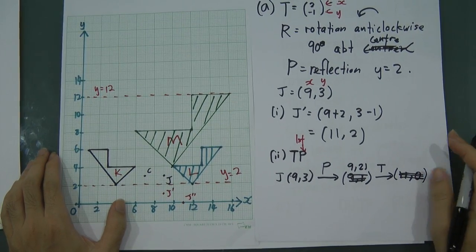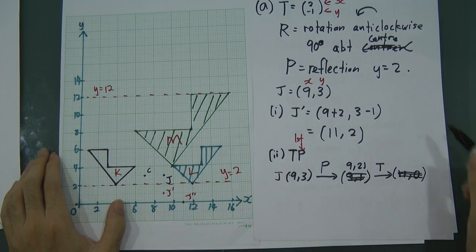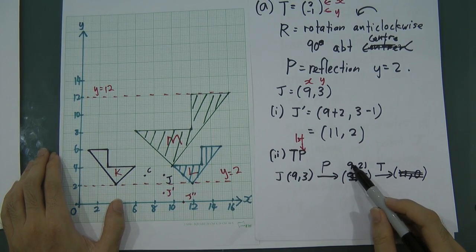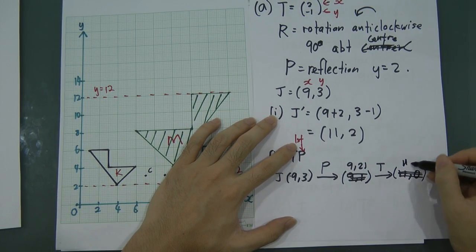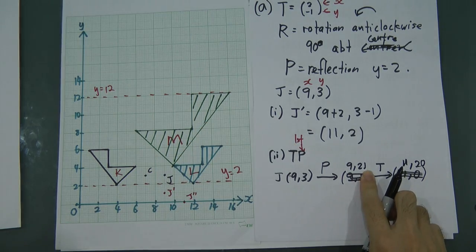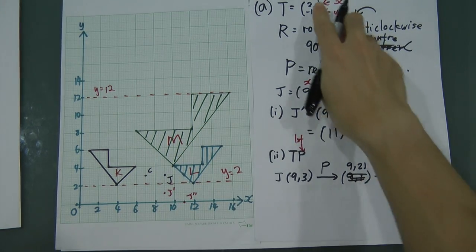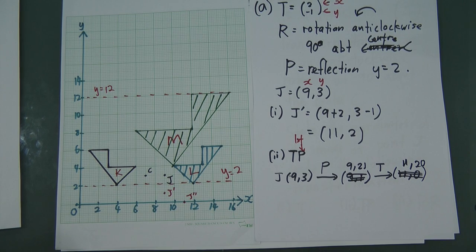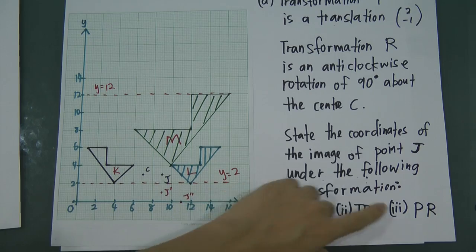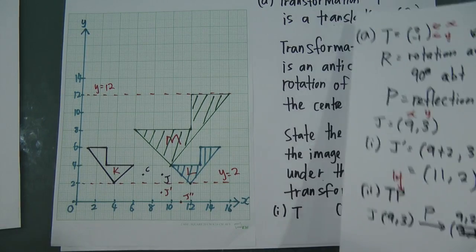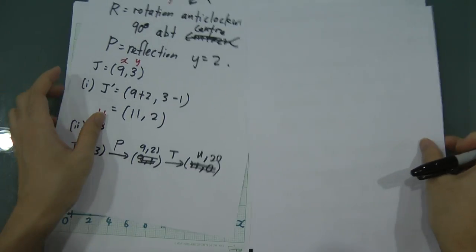Translation is very obvious. Translation is (2, -1), meaning we plus 2 for x. Plus 2 from 9, I will get 11. And then minus 1 for y. Plus 2 for x, minus 1 for y. This means (2, -1). So I will get (11, 20). This is the answer for the second one. And of course, the last one is what they asked for, P and R. So let me take another paper. We're going to do P and R.